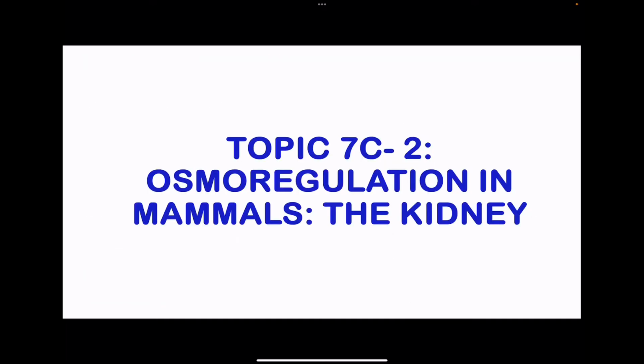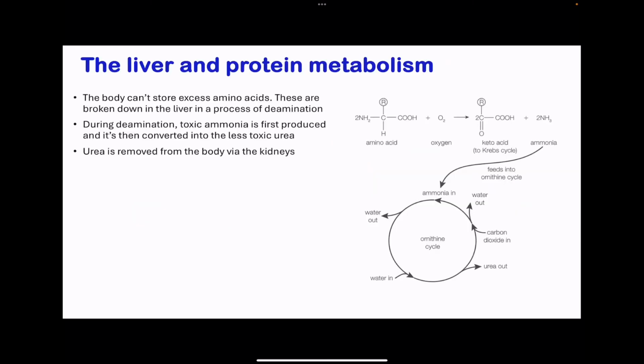Going on to topic 7C2, osmoregulation in mammals, beginning with the kidneys. I'm going to begin with the role of the liver in protein metabolism. We know the body cannot store excess amino acids, so these have to be deaminated. They go through the process of deamination.